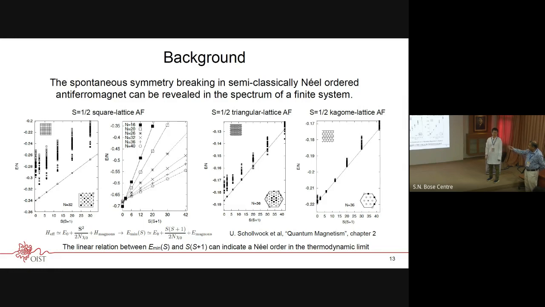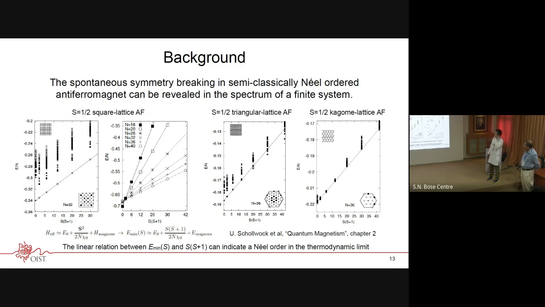What is plotted along the x direction is S(S+1). For the triangular antiferromagnetic lattice, this is S(S+1) versus E/N. If it crosses the straight line, then you have an ordered phase. This is what the argument is.